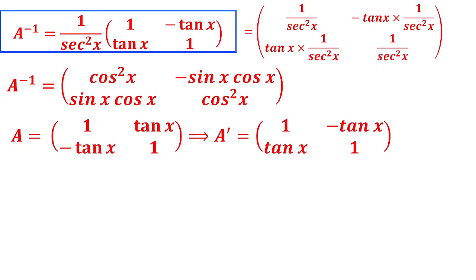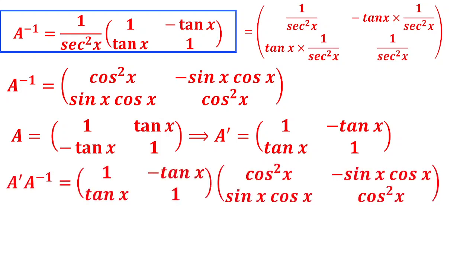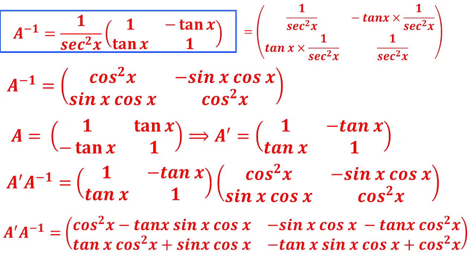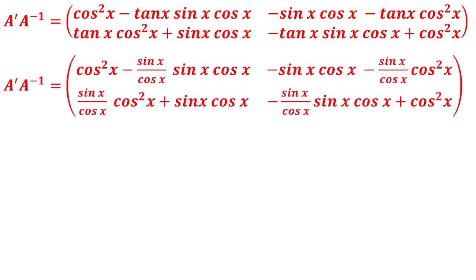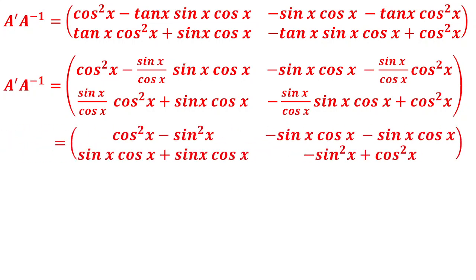Now I have A, and from that I get A dash, that is the transpose. I am multiplying A dash and A inverse, that is A transpose and A inverse. It's a normal multiplication: first row operated with the first column, first row operated with the second column, and so on. After this I get these steps. Wherever I have tan x, I replace it by sin by cos and simplify. I get cos square minus sin square, then minus sin x cos x minus sin x cos x, sin x cos x plus sin x cos x, minus sin square x plus cos square x.